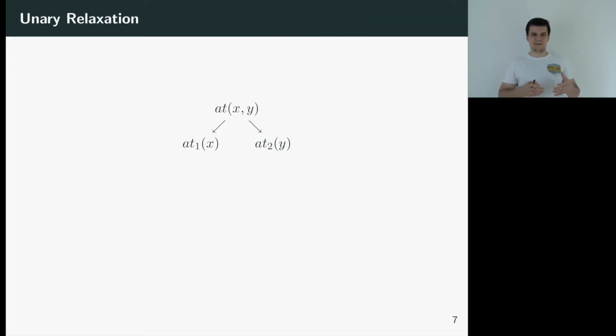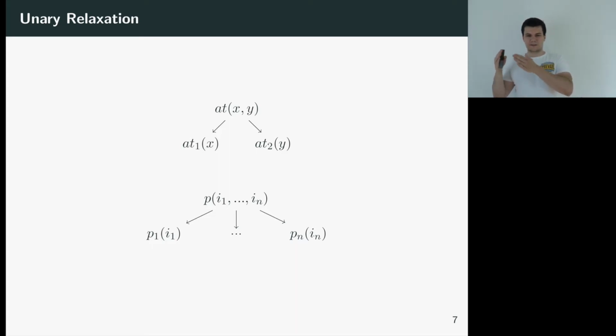What we just did is to split up this atom at xy into two unary atoms at 1x and at 2y. And it is easy to generalize this idea to an arbitrary atom with predicate p and instantiations I1 to In, and split it into these unary atoms p1 I1 to pn In. Here you can easily see where our name for this relaxation, unary relaxation, comes from, and it is really because we split all atoms into these unary atoms.